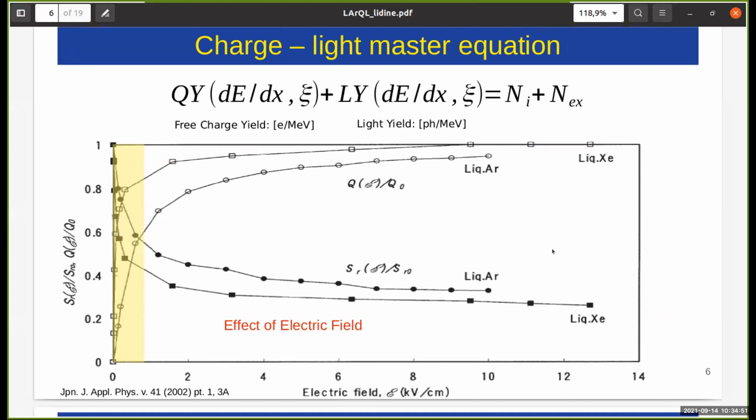So the master equation connects the light and charge yields with the number of ionizations and excitations per MeV. And the plot here, just in yellow, shows the electric field range that we are interested in, and both charge and light yields for liquid argon in this range.